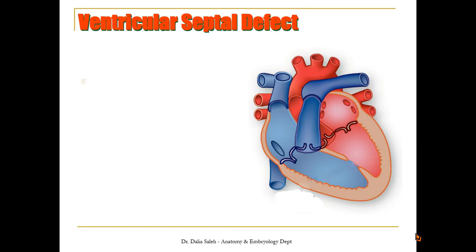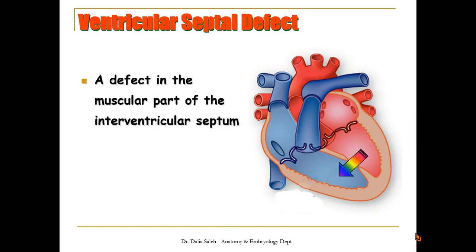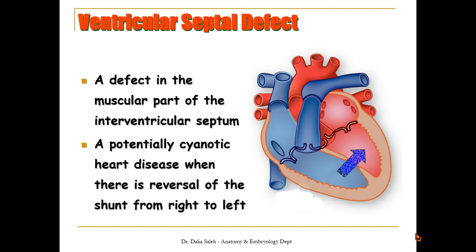Ventricular septal defect, or VSD, is a defect in the muscular part of the interventricular septum. It could be single or multiple at different locations of the septum, and oxygenated blood will move from the area of high pressure, meaning from the left ventricle to the right ventricle. The blood that is added to the right ventricle may lead later on to pulmonary hypertension and increase in the pressure in the right side of the heart, and the shunt could be reversed if the pressure in the right ventricle exceeds that of the left ventricle. That's why we call it a potentially cyanotic heart disease.